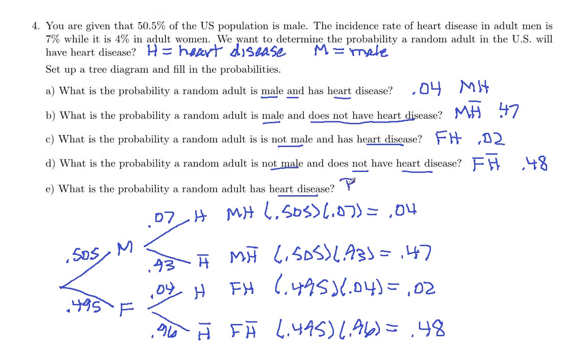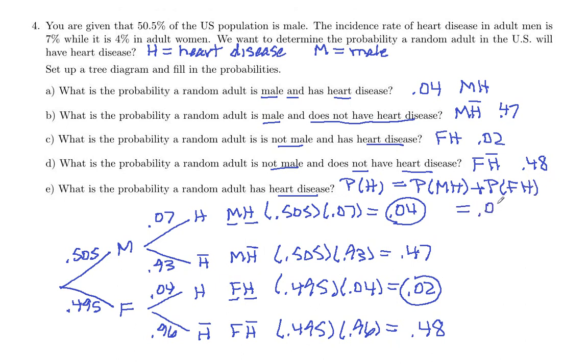So that's probability of H, heart disease. Well, there's 2 ways you can have heart disease. Either be a male and have heart disease, 4%, or female and have heart disease, 2%. So this is going to be probability of male heart disease plus probability of female heart disease. So that's 0.04 plus 0.02, which is 0.06.